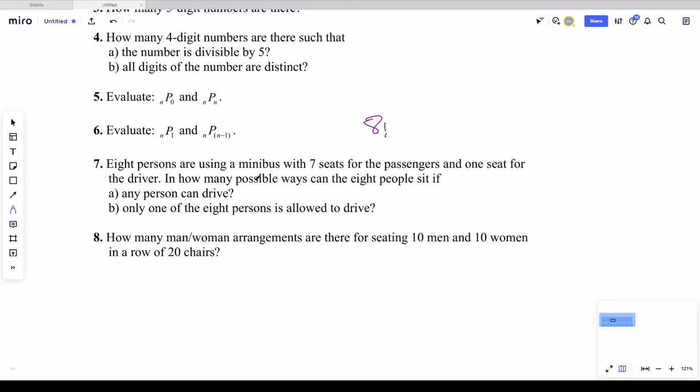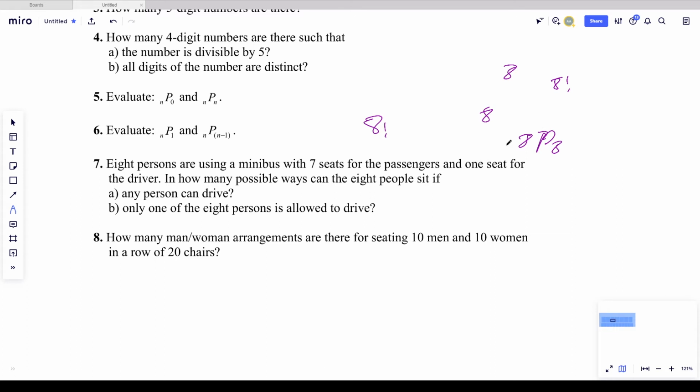Because anyone, you don't care if there's a passenger seat or a driver's seat, they all combine to be 8 seats and there are 8 people. So how do you arrange 8 things in 8 things? You do 8P8, or more intuitively if you want, you do 8 factorial. You arrange these things wherever they have the place for them.